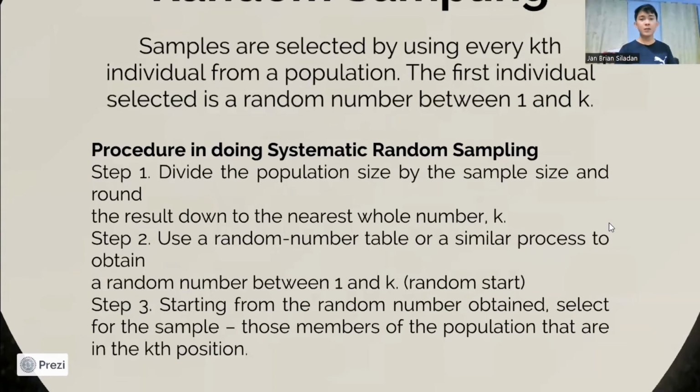The procedure in doing the systematic random sampling technique is: step 1, divide the population size by the sample size and round the result down to the nearest whole number. For example, we have 100 people and we divide it by 5, so k is 20. Then use a random number table or a simple process to obtain a random number between 1 and k. And of course, starting from the random number obtained, select for the sample those members of the population that are in the kth position.